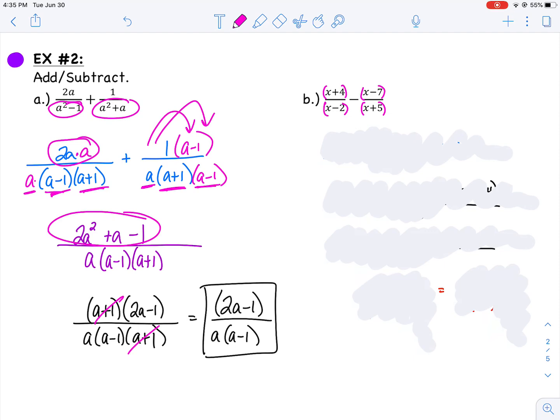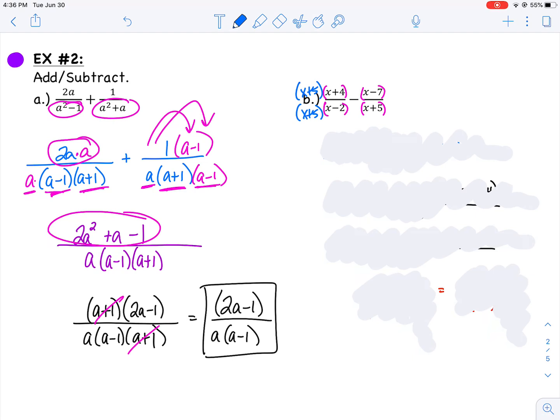I'm subtracting these two rational expressions, so I need to make sure that I get a common denominator. All right, the first fraction has an x minus 2, but what factor is it missing that the second fraction has? Well, it looks like it's missing that x plus 5. So I'm going to multiply both the top and the bottom by that factor.